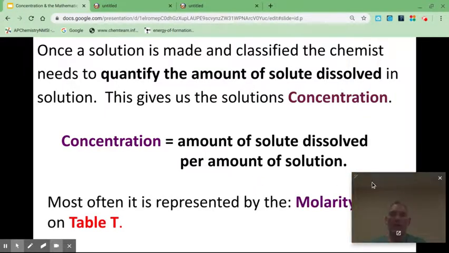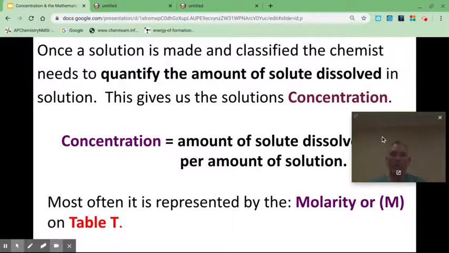Now, when we're doing this, we're going to represent our concentration, which is molarity. And molarity's symbol is capital M. And thankfully for us, this is on our reference table, on table T. So if you don't have your reference table out yet, hit pause, grab it, because we're going to need two things, our periodic table and our table T.